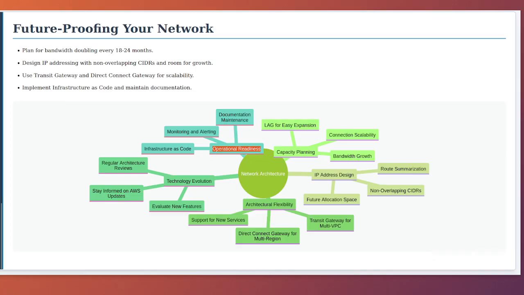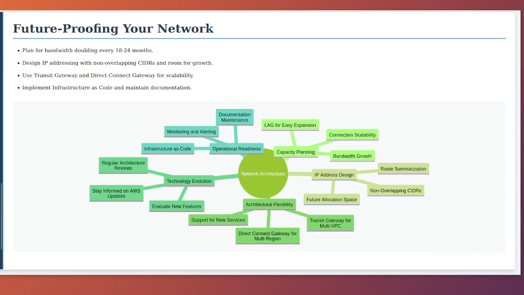Choose architectural patterns that scale. Transit Gateway is more scalable than Virtual Private Gateway for multi-VPC scenarios. Direct Connect Gateway is essential for multi-region deployments. Even if you start with a single VPC in one region, designing your architecture with Transit Gateway and Direct Connect Gateway from the beginning makes future expansion much easier. The incremental cost of these services is minimal compared to the cost of architectural redesigns later.